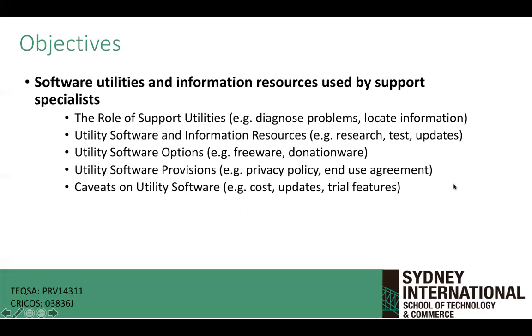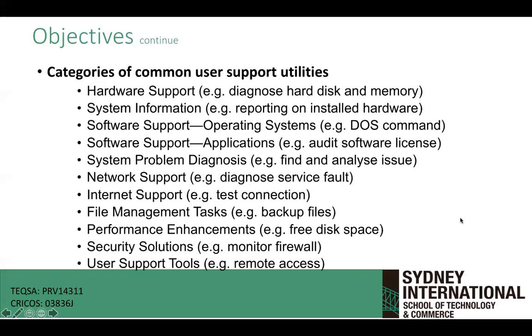There are a few issues or caveats to think about with utility software. For example, cost. It could be very costly to buy a utility. The utility might not be updated with the most relevant and correct information needed to answer a certain question. A utility that we use on a trial basis might not have all the features we need. So it's about thinking about all of these things when we're trying to get a software utility in our organization.